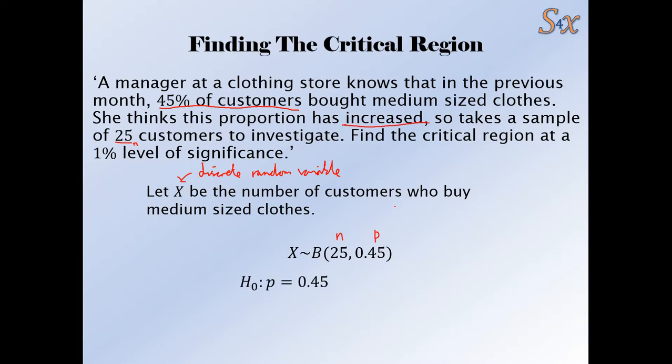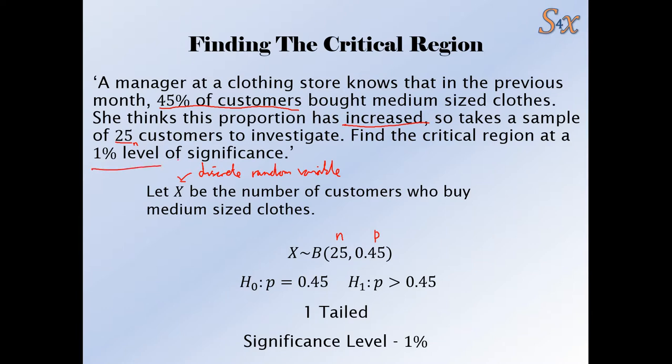There's our null hypothesis we just talked about. And our alternative hypothesis, we've said she thinks this proportion has increased, and therefore H1 is that p is larger than 0.45, so the proportion has increased from what it was in the previous month. It's got a larger than sign, so it's going to be a one-tailed test, isn't it? The only way we get a two-tailed test is if it's a not equal to sign. And finally, make a note of the significance level from the question. It's a 1% level of significance.